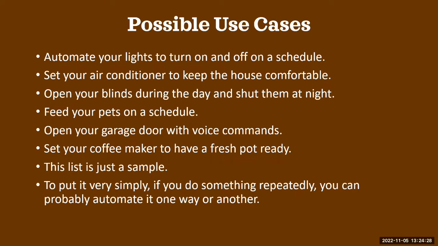You can automate your lights, turning them on and off on a schedule. You can set your air conditioner to keep the house comfortable. Open the blinds during the day and shut them at night. Feed your pets on a schedule. Open your garage door with voice commands. Set your coffee maker to have a fresh pot ready. And this is just a sample list. To put it very simply, if you do something repeatedly, you can probably automate it in one way or another.